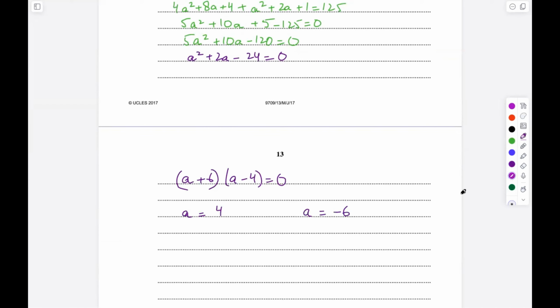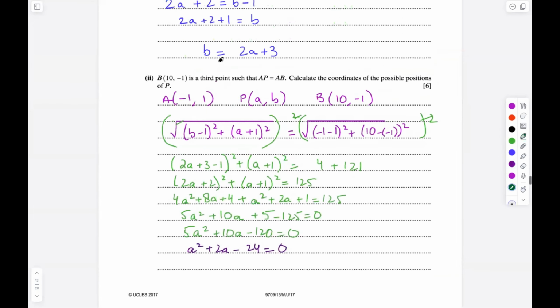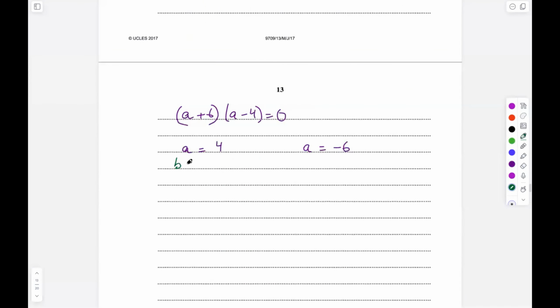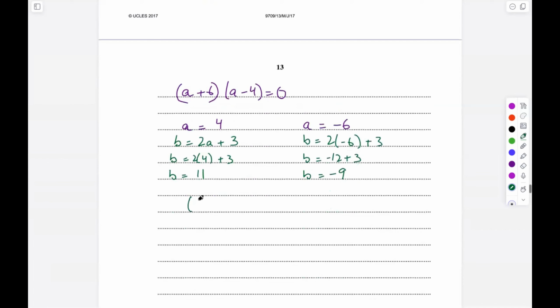Once we have these values of a, to find the value of b, we know that b is equal to 2a plus 3. Applying a as 4, that will become 4 times 2, 8. 8 plus 3 is 11. And in this case, a is equal to minus 6. So this will become minus 12 plus 3. Minus 12 plus 3 is minus 9. So the possible coordinates of P will be (4, 11), and the other will be (-6, -9).